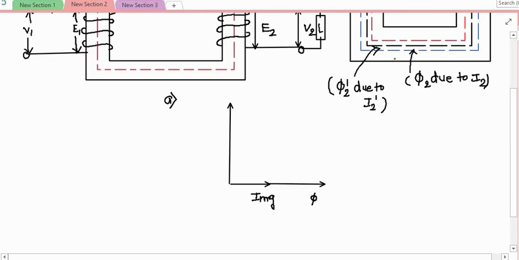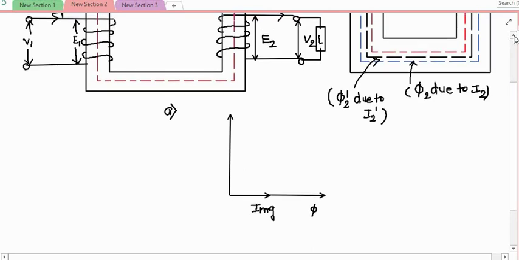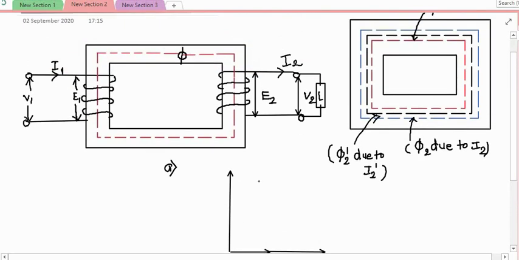Now, when the current is circulated in the secondary winding of the transformer, according to Lenz's law, the secondary current I2 will oppose the cause of producing it. Hence, it opposes the magnetic flux. This effect of opposing by I2 is nothing but the demagnetizing effect of I2. Due to this demagnetizing effect, the flux is weakened and it reduces the amount of the self-induced EMF E2.